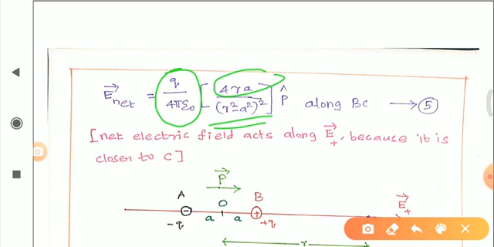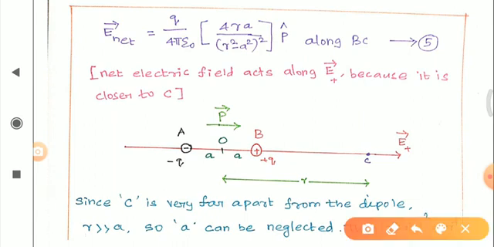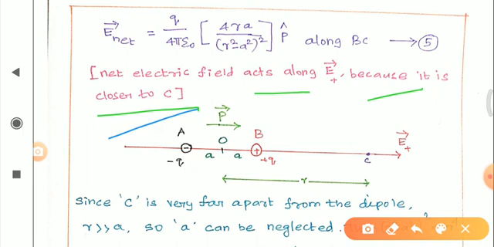The direction of the electric field is always along BC, because due to the plus charge the electric field will be maximum. Now the net electric field acts along E plus because it is closer. Closer means the distance will be less, and less distance means the magnitude of the electric field will be more. That is explained in the following diagram. What is the diagram here?